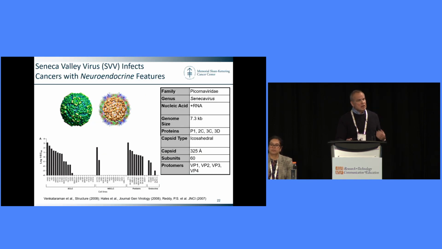Well, the one that one of our staff members, Charlie Rudin, is working with is called Seneca Valley virus. It infects specifically cancers that have neuroendocrine features. It's a picornidae virus. It's an RNA virus. And if you look in the bottom left, you'll see that for small cell lung cancer, quite a few of those lung cancers are infected by this virus.